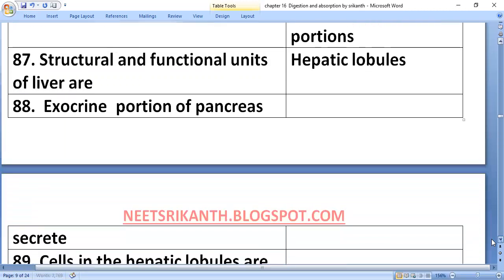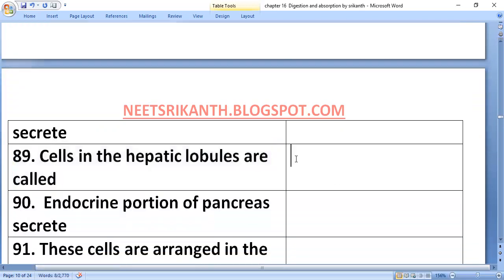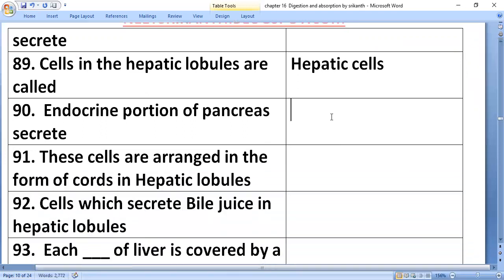Exocrine portion of the pancreas secretes enzymes. Cells in the hepatic lobules are called hepatic cells. Endocrine portion of the pancreas secretes hormones.